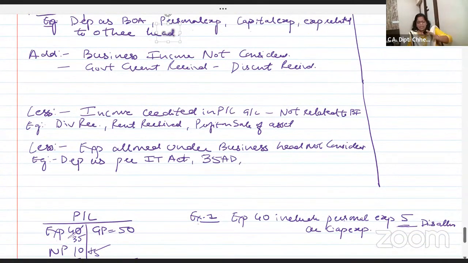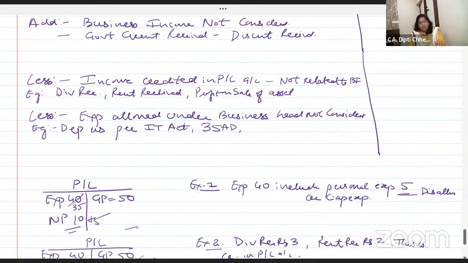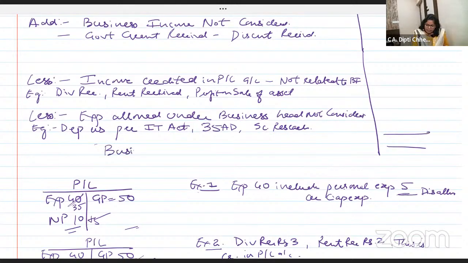Less. In the P&L account, if you have credited certain income which is either exempt or it's taxable under other head, like profit on sale of asset is taxable under short-term capital gain. Dividend received is taxable under other source. So just remove it. Expenses which are allowed under business head, like depreciation as per Income Tax Act, 35 AD, scientific research, le lo, consider it. Now what you get is your net profit or business income as per Income Tax Act. Over.